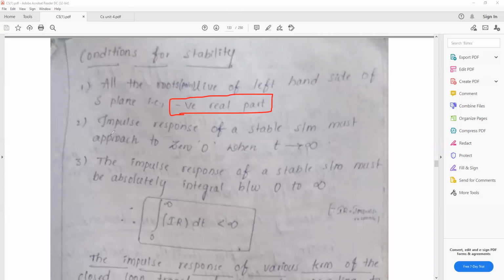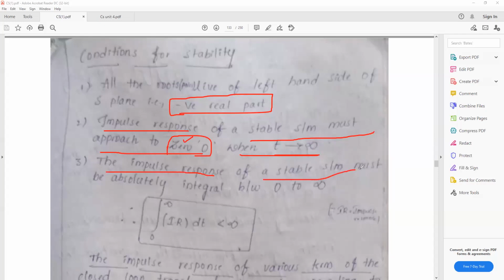Next, the impulse response of a stable system must approach 0 when t tends to infinity. So the impulse response of a stable system definitely approaches 0 when t tends to infinity. And the third point: the impulse response of a stable system must be absolutely integrable between 0 and infinity.